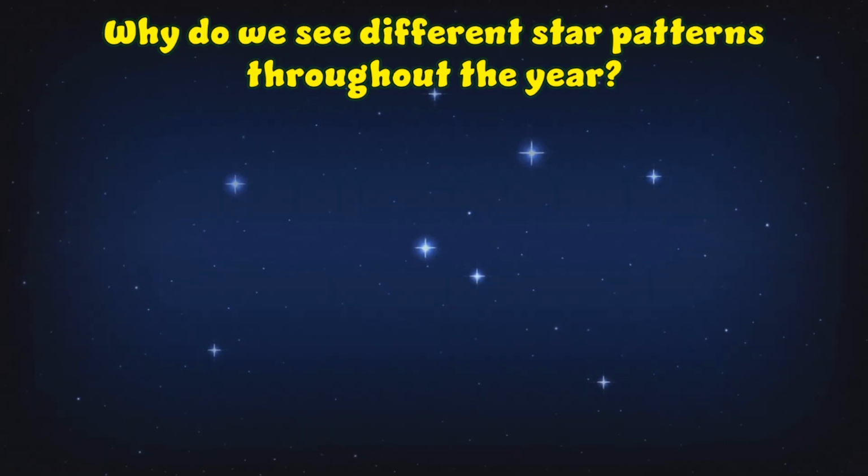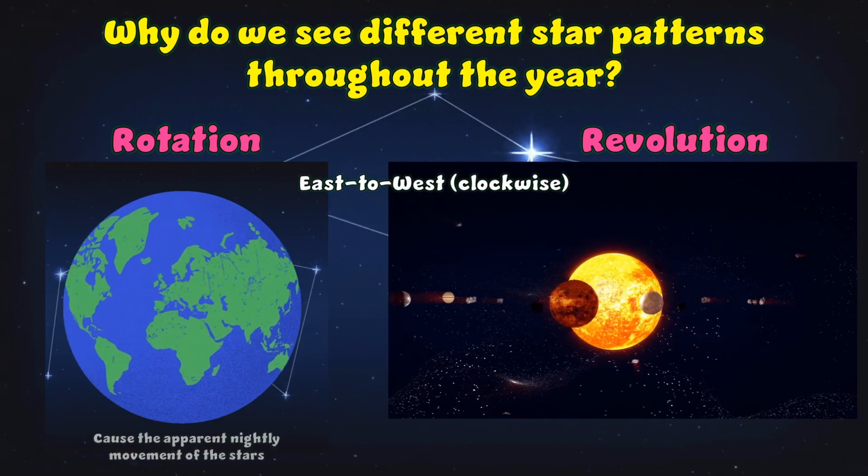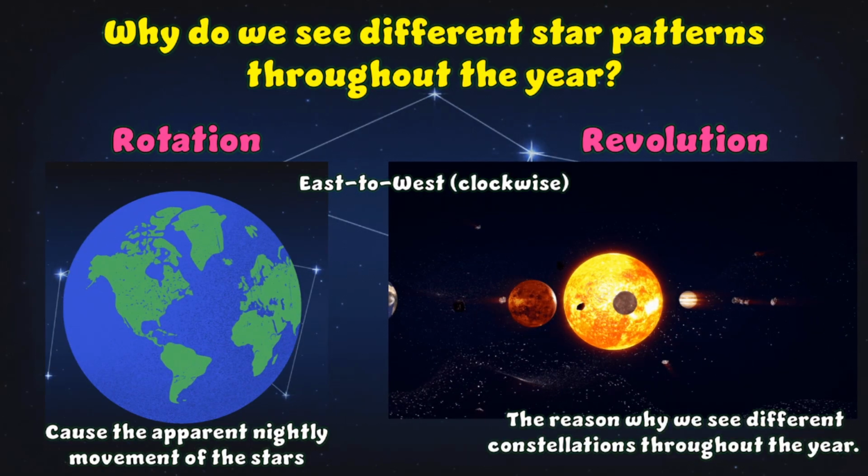Why do we see different star patterns throughout the year? It's because of the Earth's rotation that causes the apparent nightly movement of the stars, and revolution, the reason why we see different constellations throughout the year. Stars appear to move due to the Earth's rotation, causing daily east to west motion, and Earth's orbit causing slight shifts, like parallax over months.